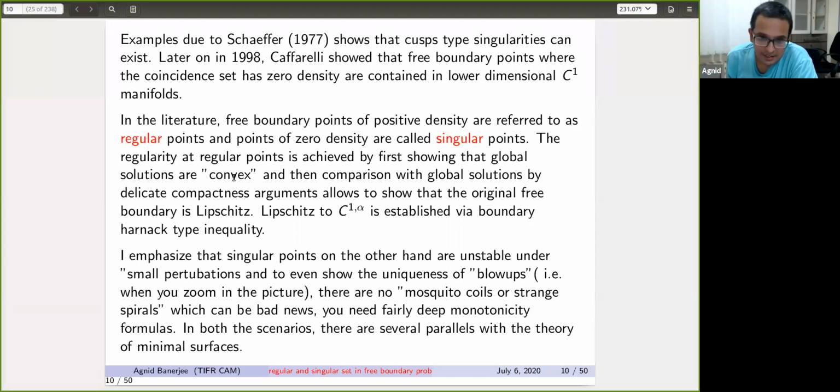And the second thing would be how you get some regularity results for the singular points, or so to speak, the stratification results. And this turns out to be a much harder problem. And that's why you see that the singular points were only addressed much later. And this is because singular points are unstable, so to speak, under small perturbations. And even to show uniqueness of blowups is a very hard problem.